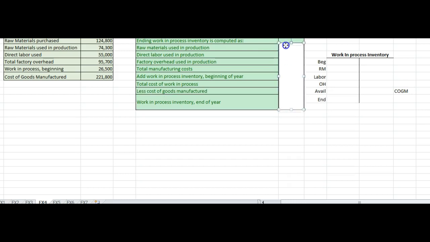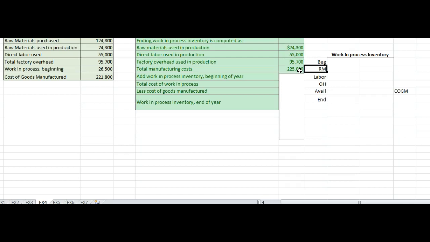Well, it says over here 74,300. How much direct labor was used? It was 55,000. What was the factory overhead? It was 95,700. So these are total manufacturing costs right to date. So that's $225,000. That's total manufacturing costs.